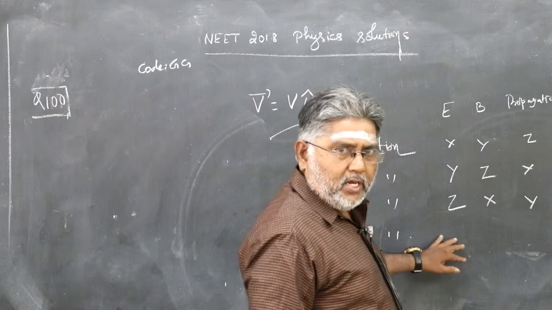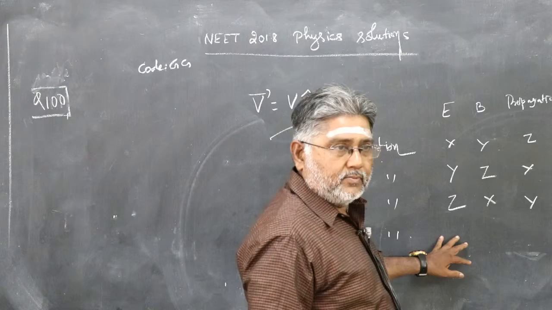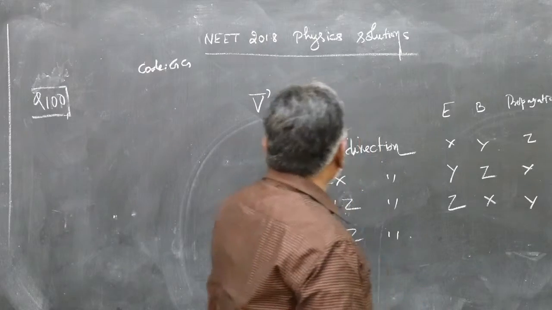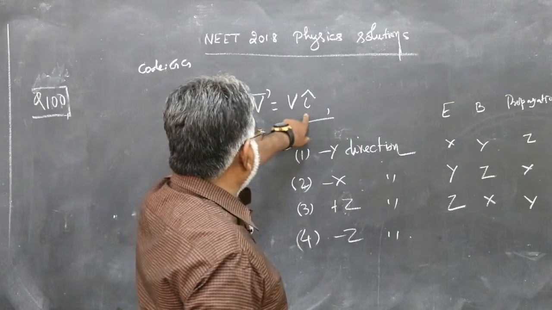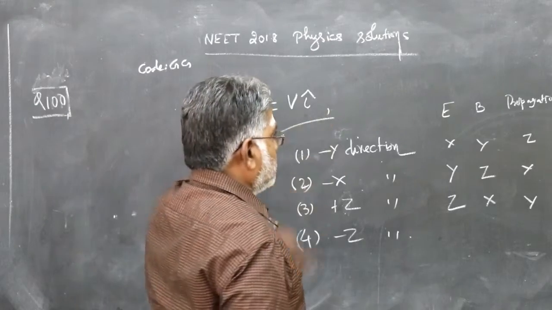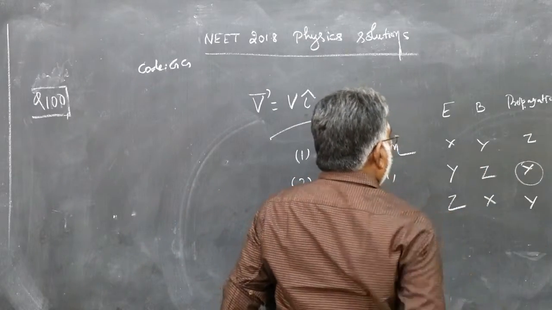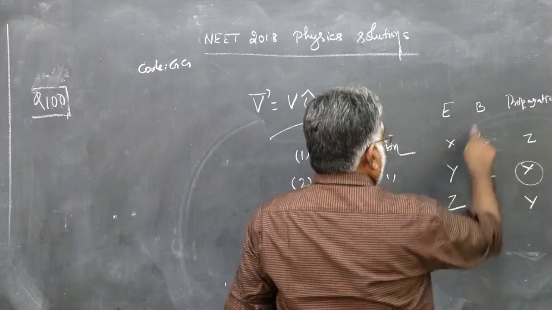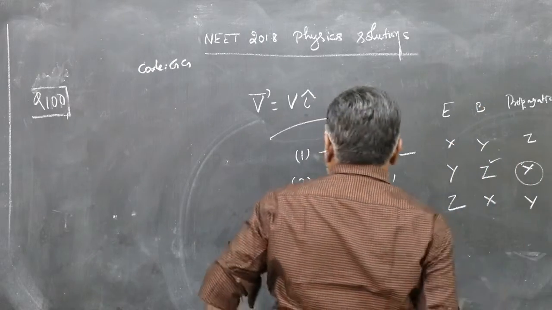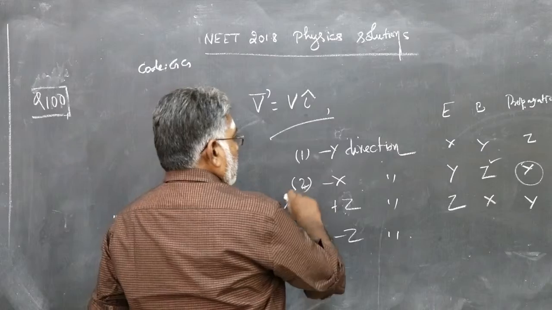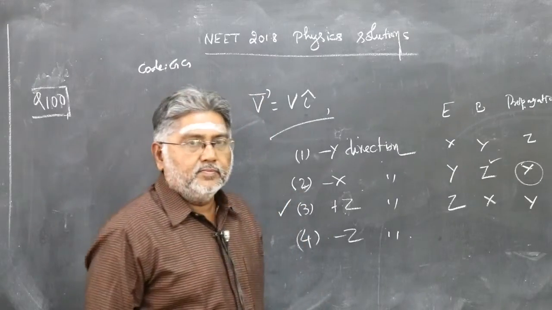Because the question is mainly about the direction, he says velocity is along the x direction. So propagation should be along x. Electric field will be along y, magnetic field will be along z direction. So magnetic field is in the positive z direction.